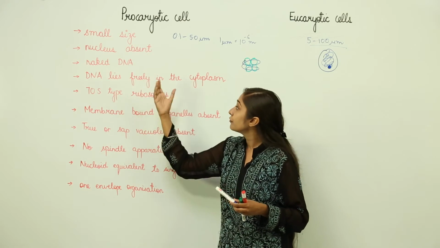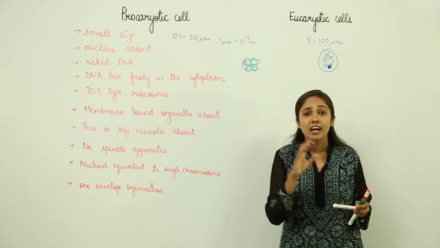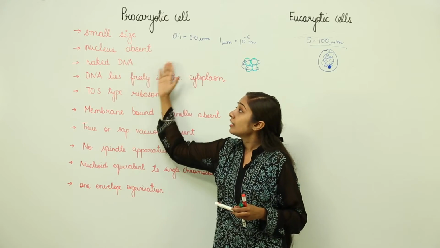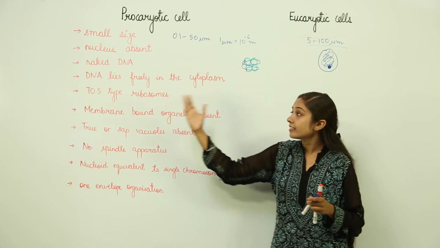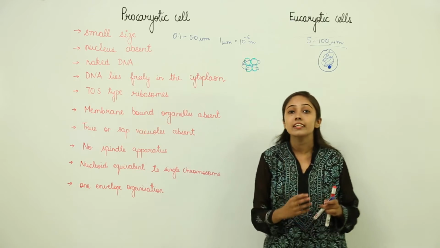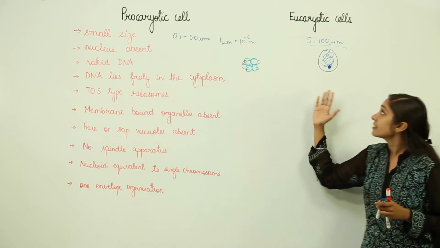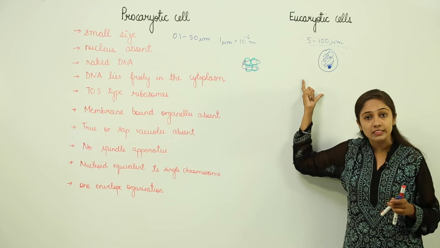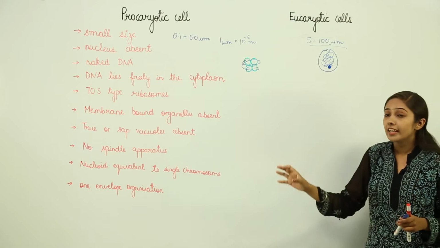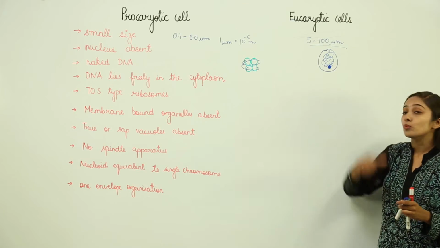Then DNA lies freely in the cytoplasm. Obviously, we have discussed that a well organized nucleus is absent. So the DNA that is there, that is a naked DNA, lies freely in the cytoplasm. But in the eukaryotic cell, we have a well defined, well organized nucleus. So the DNA is going to lie within this nucleus, right?